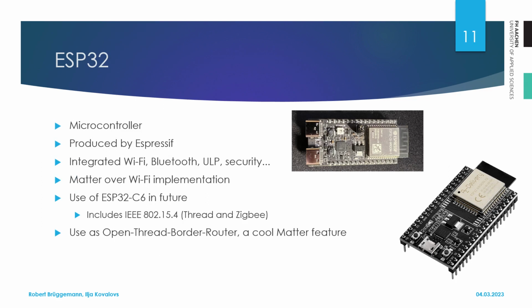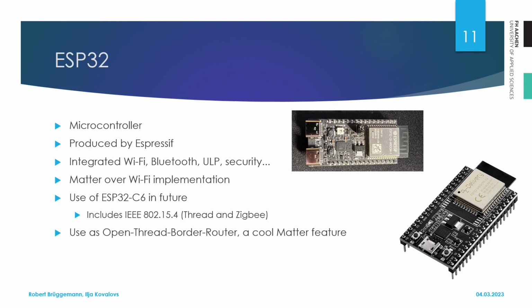The ESP32 is a microcontroller which is produced by Espressif. It has integrated Wi-Fi, Bluetooth, and ultra-low power processor, it has security features, and so on. We'll use the Matter over Wi-Fi implementation for that because it doesn't support Thread or Zigbee, because it doesn't have the right transmitter on board.